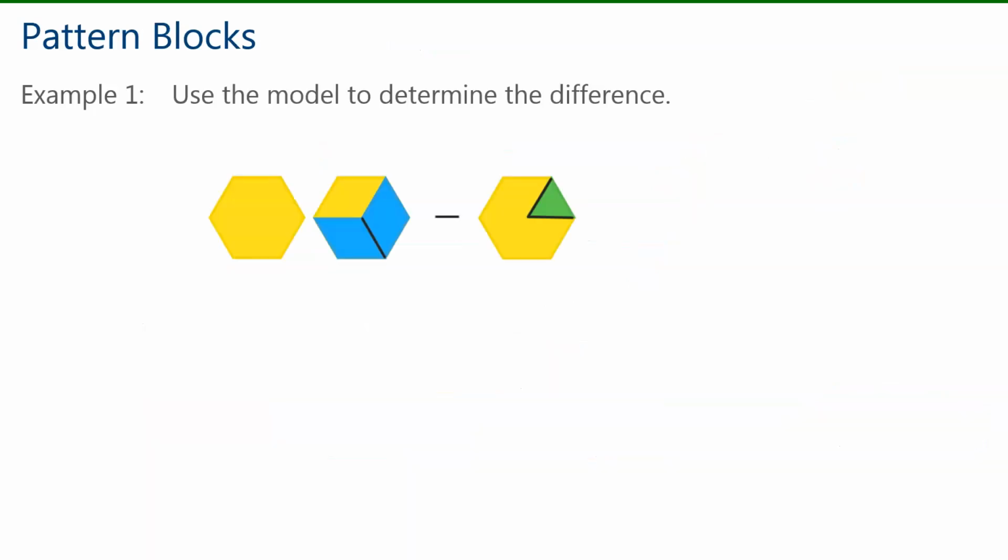Pattern blocks. Use the model to determine the difference. In the minuend, on the left-hand side of my subtraction sign, I have one whole, one hexagon, and two rhombi, 2/3. We are subtracting. We have one triangle. So this is just 1/6, a proper fraction.